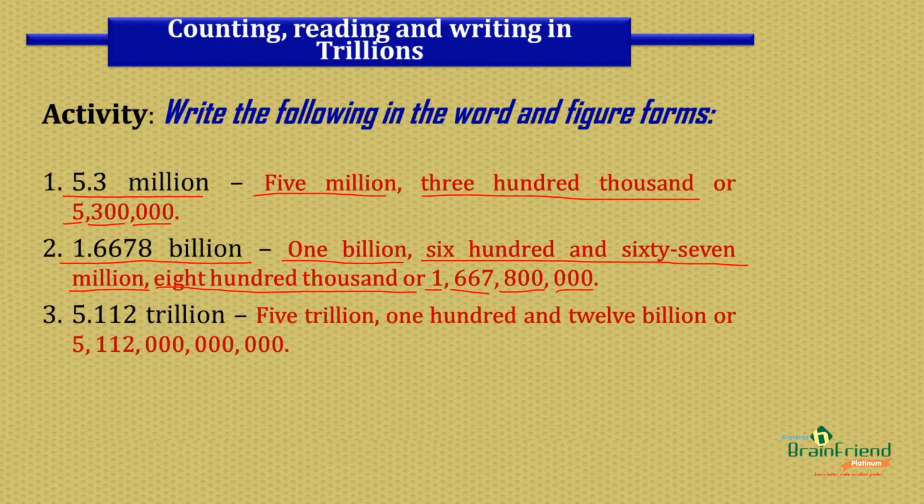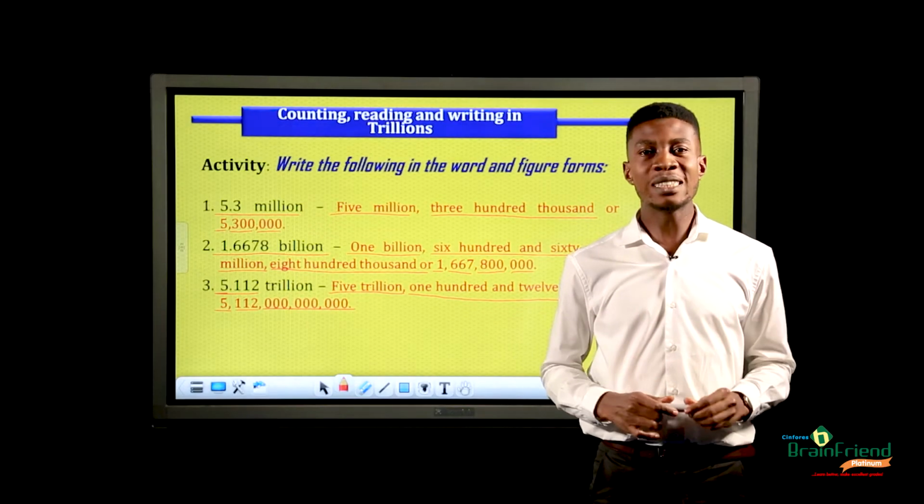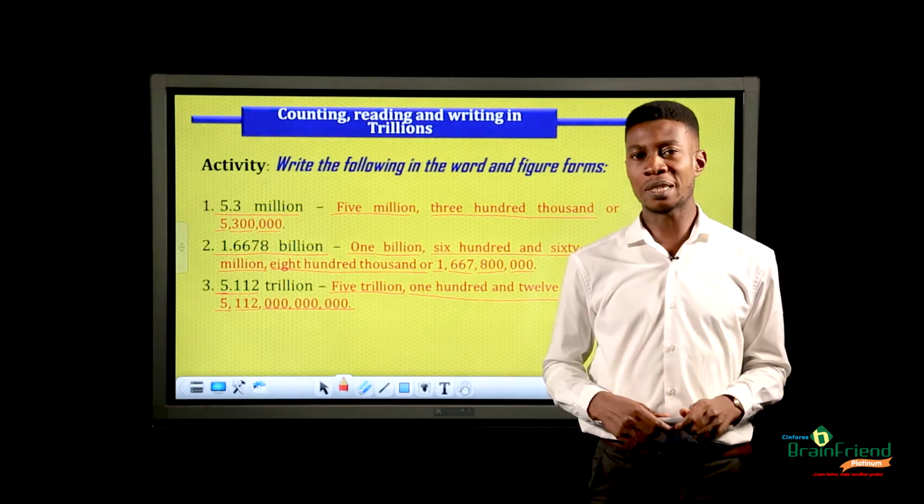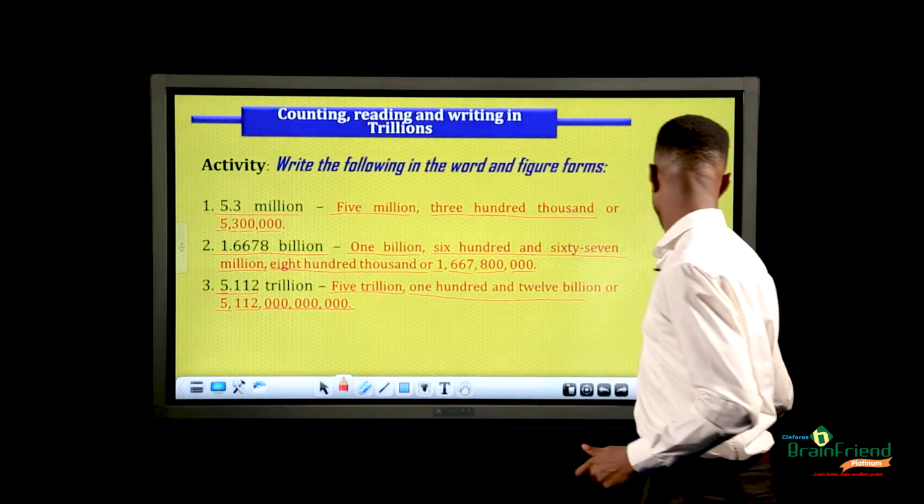Now, lastly, we have 5.112 trillion. Of course, our 5 trillion, and then 112 billion. In figures, we have 5, that is 5 trillion, 112 billion, and then we have 9 zeros. To help you comprehend this better, let's take some examples.